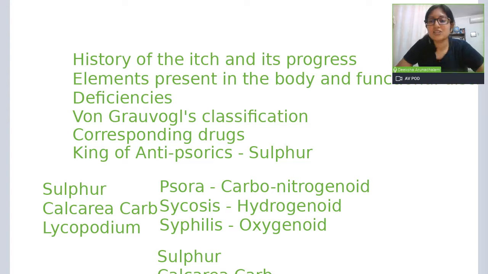So if there is any change or derangement that has to happen, sulfur obviously will get affected, the sulfur balance and the sulfur functioning. Because of that, a lot of symptoms will occur that correspond to sulfur, the potentized drug. That is why most of the symptoms of a psoric patient correspond with sulfur. It's called the king of antipsorics.